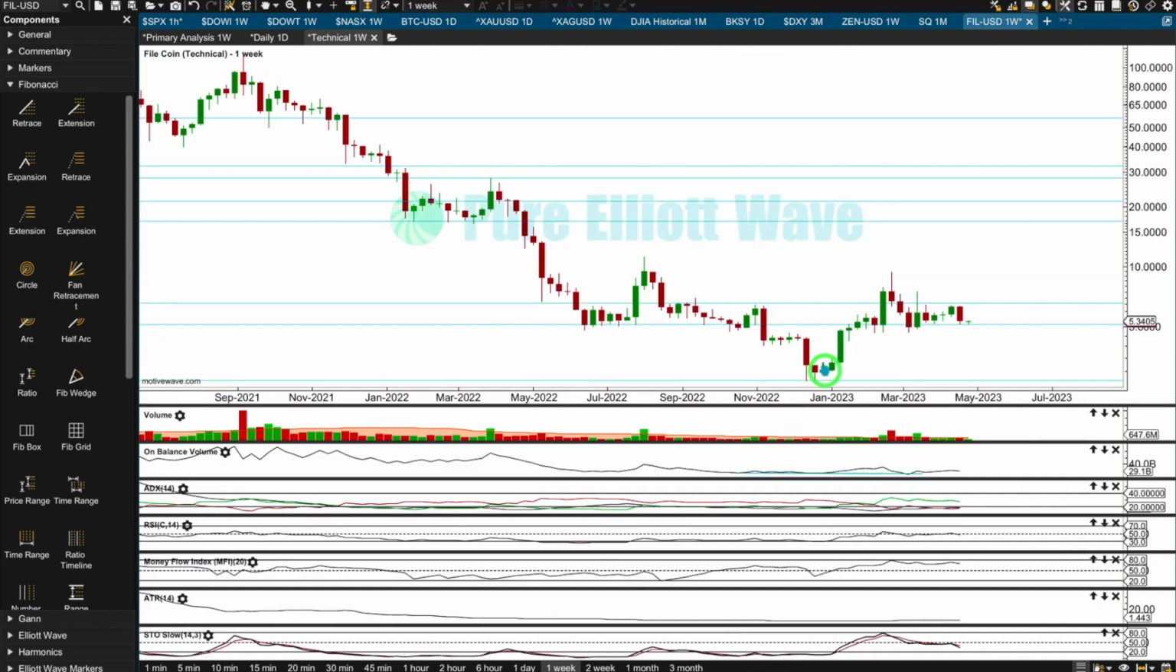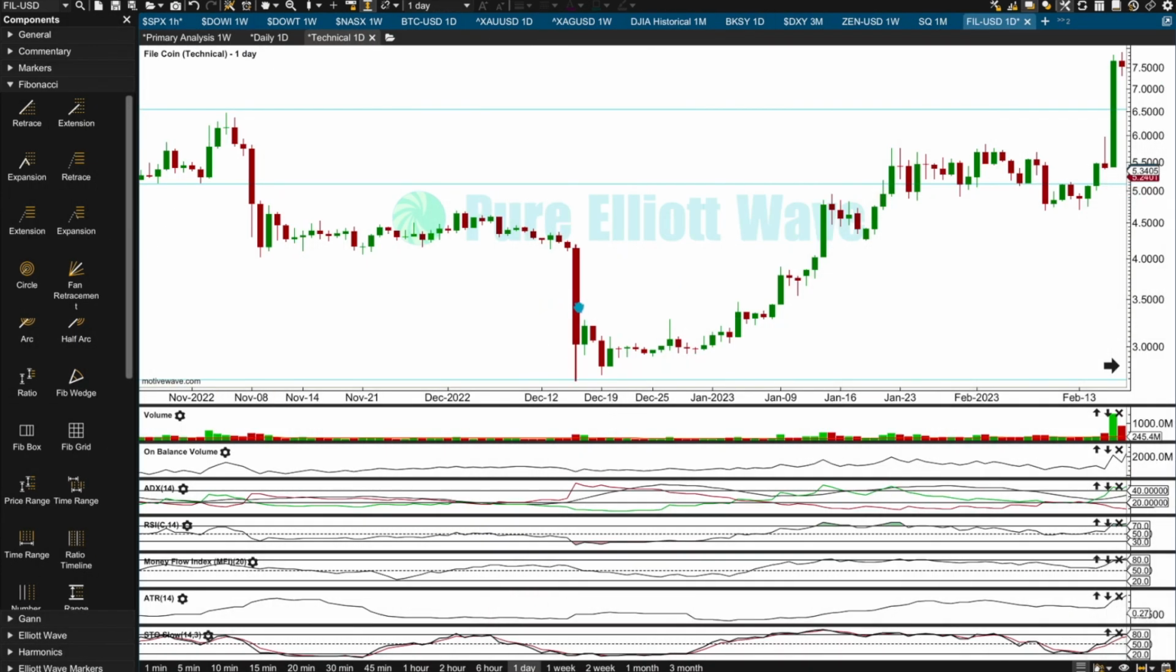So with a bullish candlestick reversal pattern, oversold RSI, and strong bullish divergence between RSI, money flow and price, that adds support to the Elliott Wave count at the weekly time frame. Let's have a look at this on the daily, and then we'll look at what's happening over here.